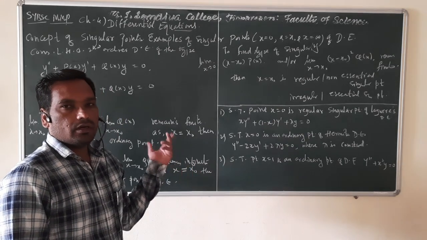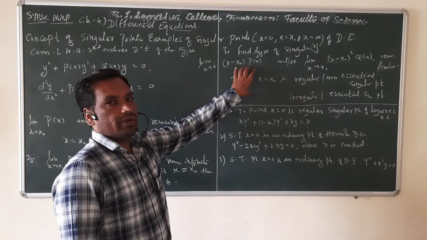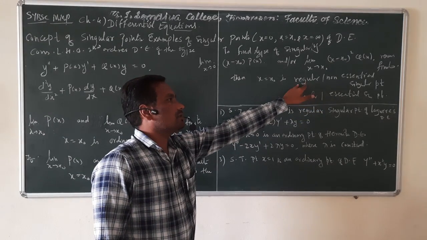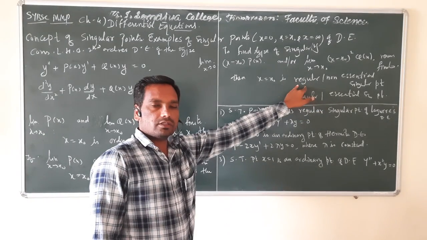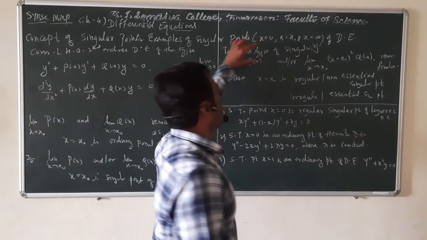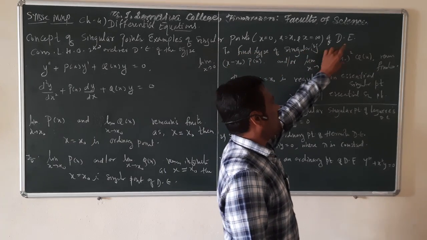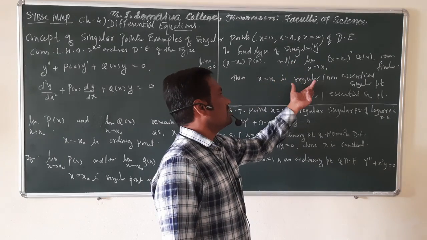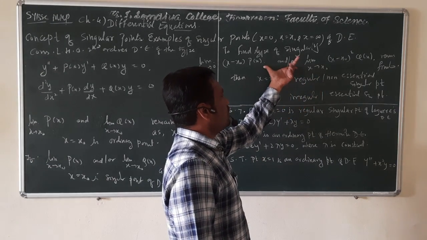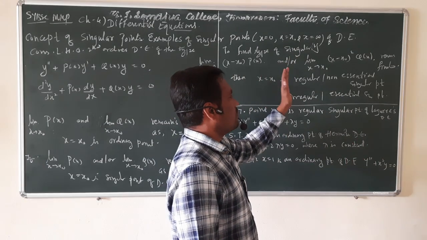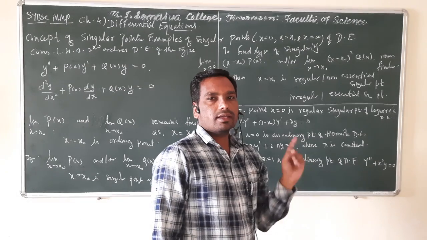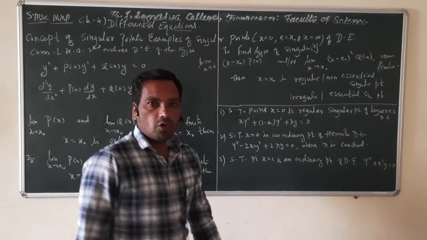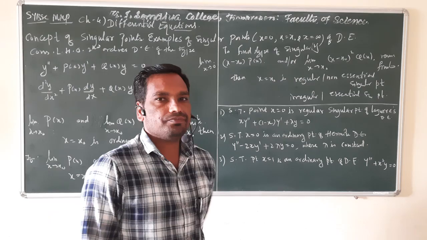If we get a singular point, then how do we find out the type of singularity? There are two types: regular or non-essential, and irregular or essential singularity. When x is equal to x0, if the limits (x minus x0) p of x and (x minus x0) square q of x both remain finite, then it is a regular singular point. And if any one of these two becomes infinite, then x is equal to x0 is an essential or irregular singular point of the given differential equation. In this way we can find out the type of singularity of a given differential equation.